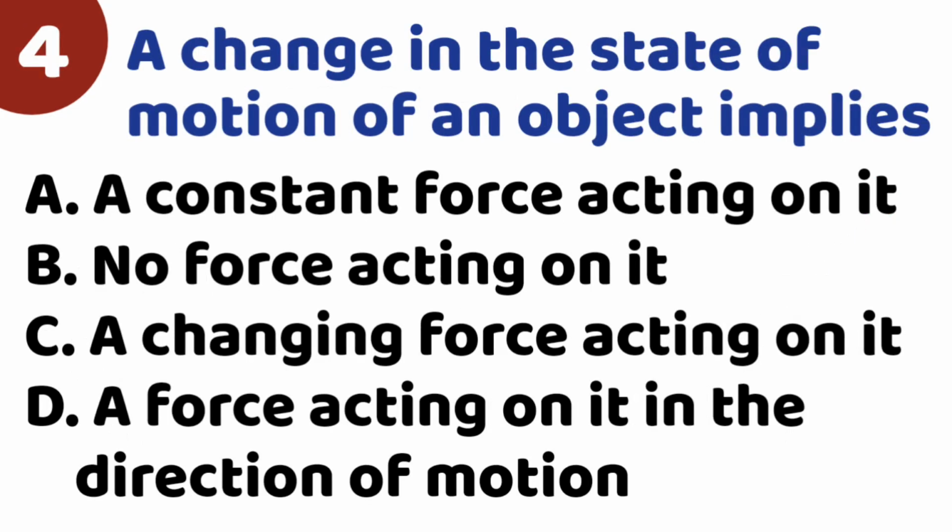Fourth quiz. A change in state of motion of an object implies option A, constant force acting on it. Option B, no force acting on it. Option C, a changing force acting on it. Option D, a force acting on it in the direction of motion. The correct answer is option D, a force acting on it in the direction of motion.